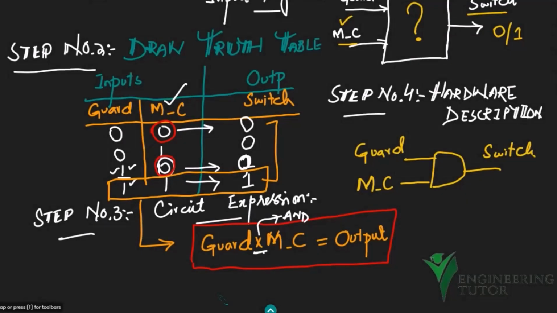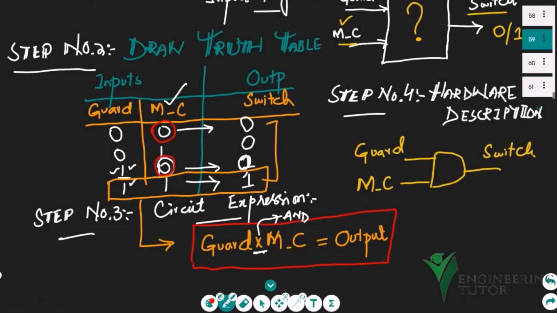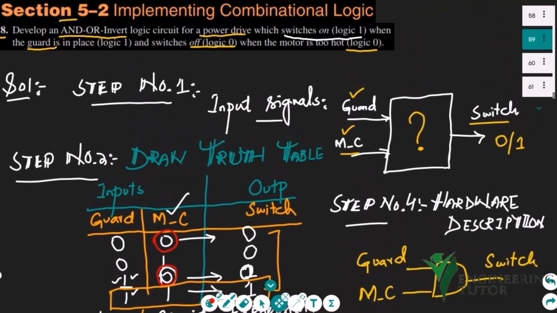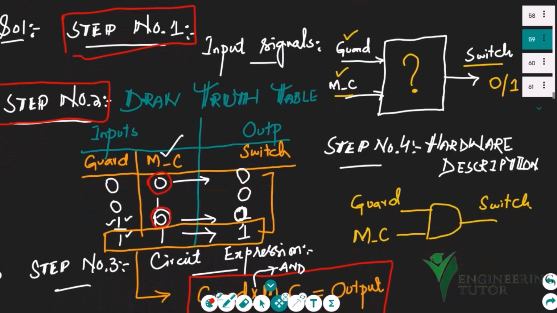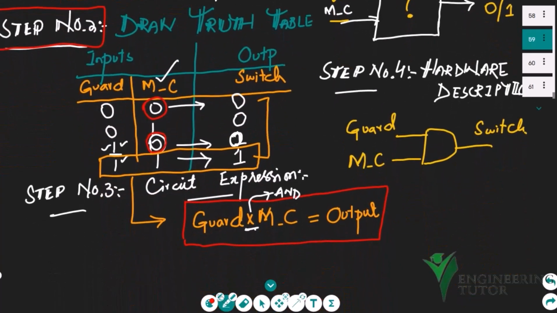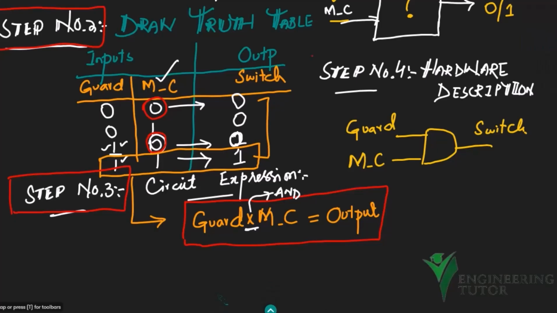So that is the overall design process in which we have seen different steps. The first step here was writing all the things in your own language, so this was step number 1. In step number 2, you have to draw the truth table. In step number 3, you have to write the Boolean expression for the circuit, and for step number 4 you have to write about the digital hardware which you are going to use.